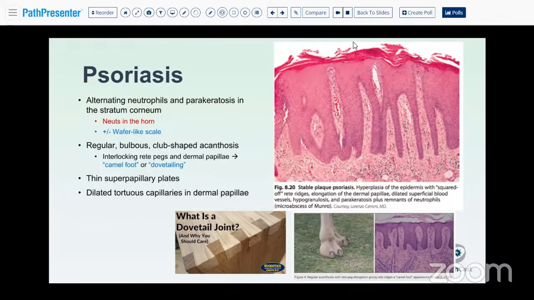So what that lends to actually translates clinically into the so-called Auspitz sign. The Auspitz sign in psoriasis is when you pick off the fixed silvery scale of psoriasis, you get pinpoint bleeding. And this is why that happens. You pick this off, you have this thin suprapapillary plate, and right beneath it is this dilated tortuous capillary.